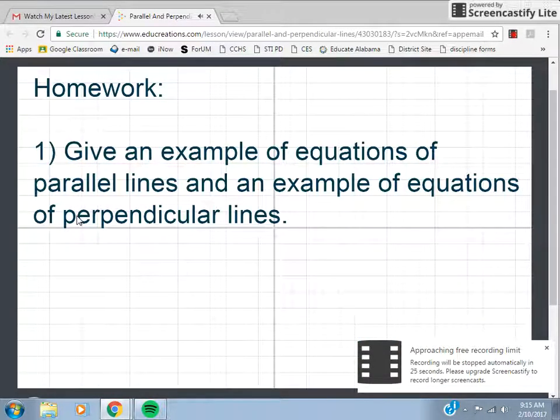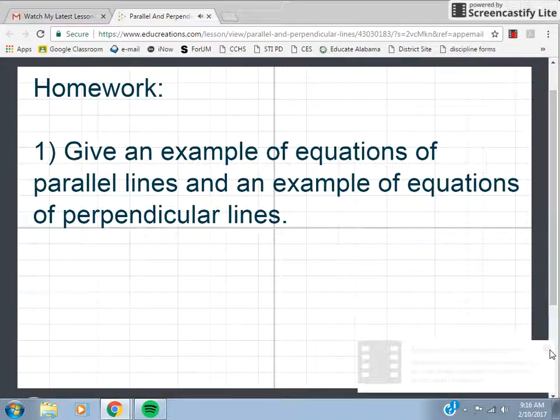Alright, your homework is due at the beginning of our next class. I need an example of equations of parallel lines and an example of equations of perpendicular lines. You need to give me one pair of equations that are parallel and one pair of equations that are perpendicular. Alright, remember, if you have any questions, write them down so you can ask in class.